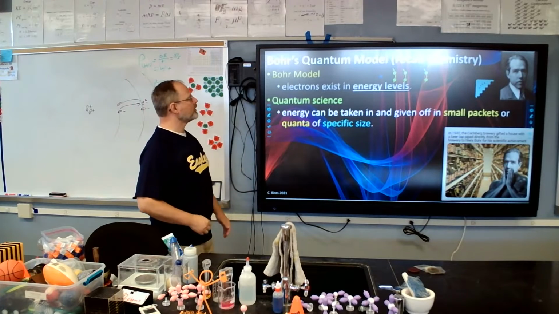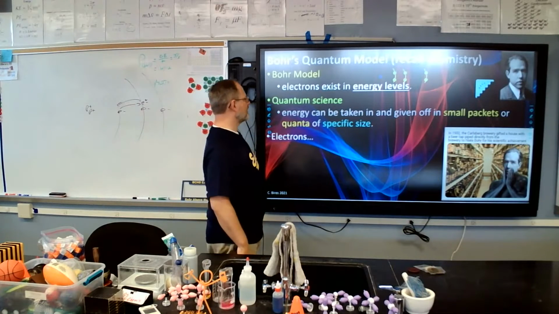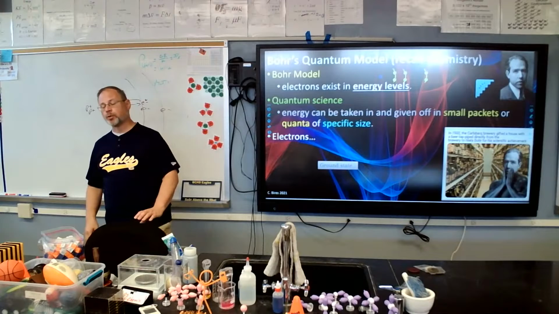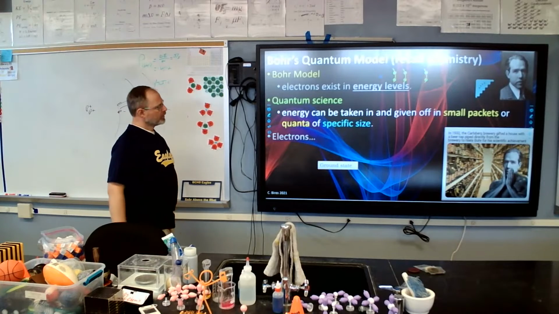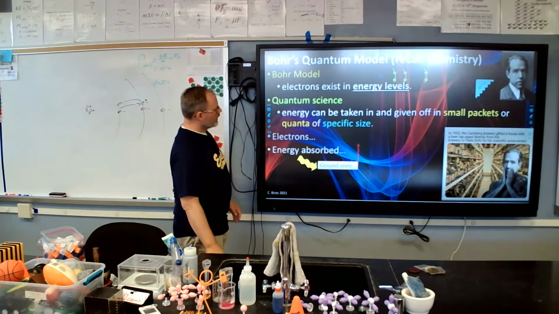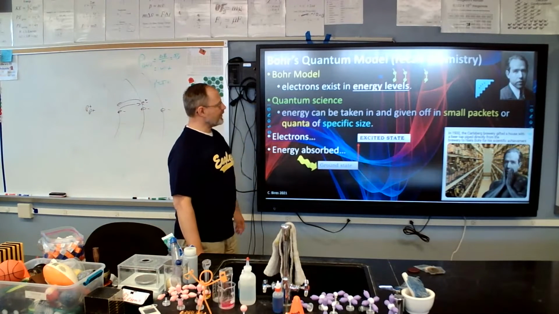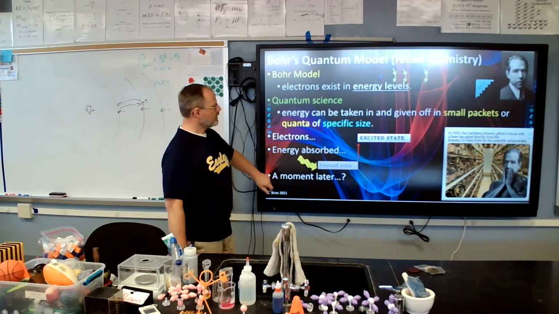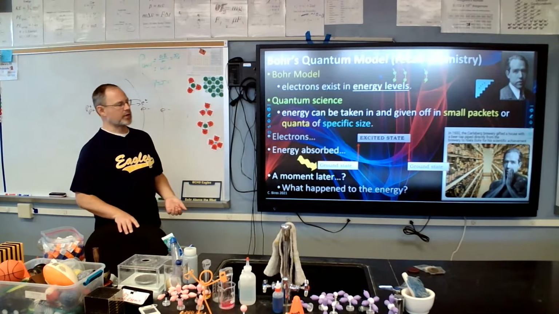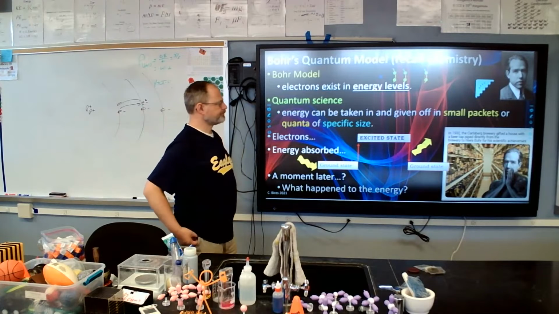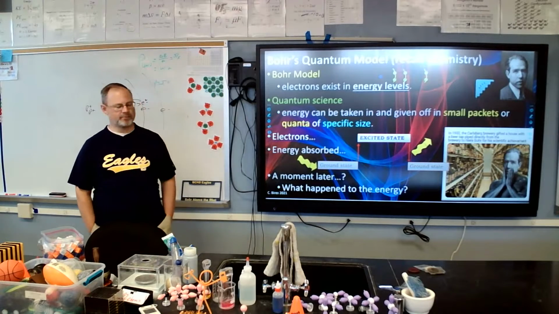So small packets or quanta of a specific size are required for those electrons to jump up and jump back down. It's kind of like being on stairs. You can't be between two stairs. You can be at level 1, level 2, level 3, level 4, but you can't stand in between two stairs. So electrons are in their ground state. They absorb energy, and they jump up to some other level. We call that the excited state. They're not there for very long, and they come back down to their ground state, and they release energy. Simplification, of course, but it works pretty well.